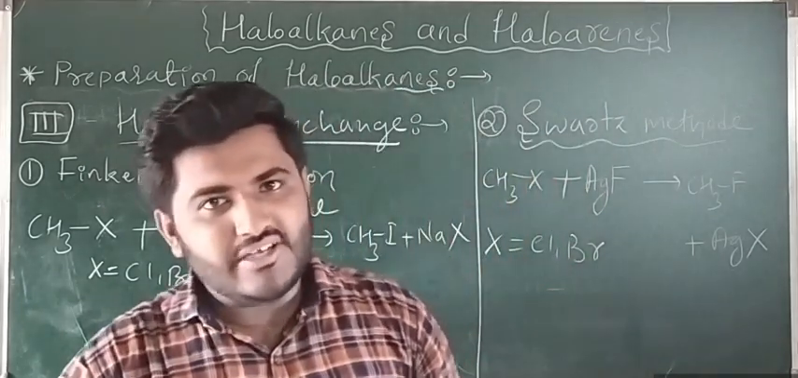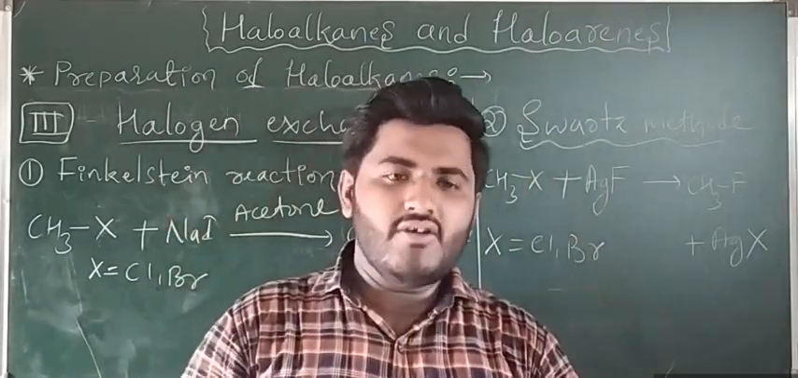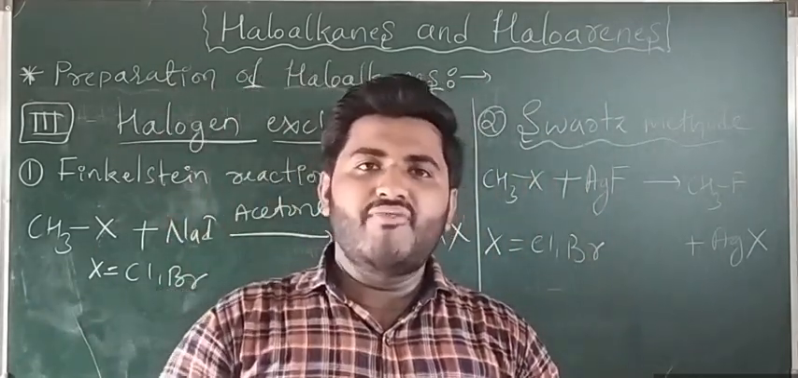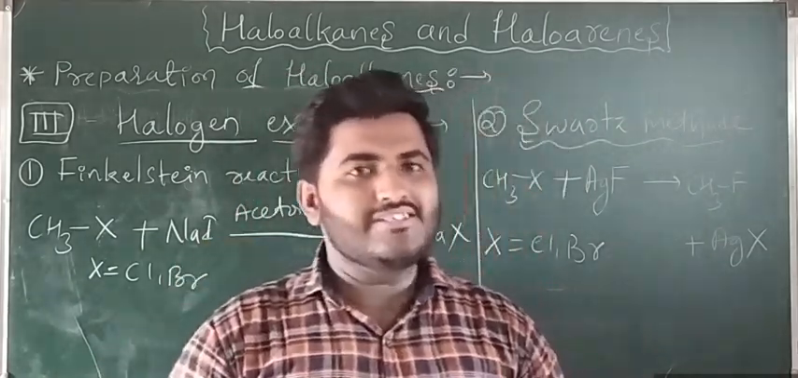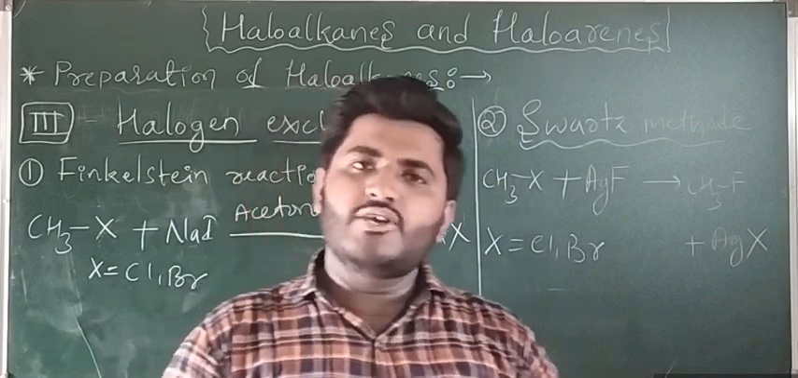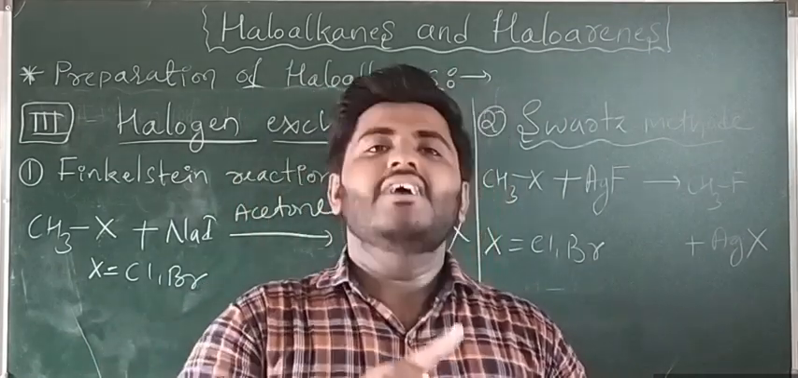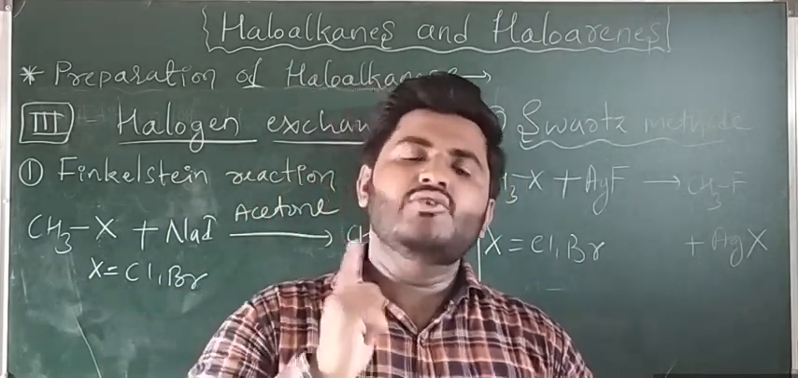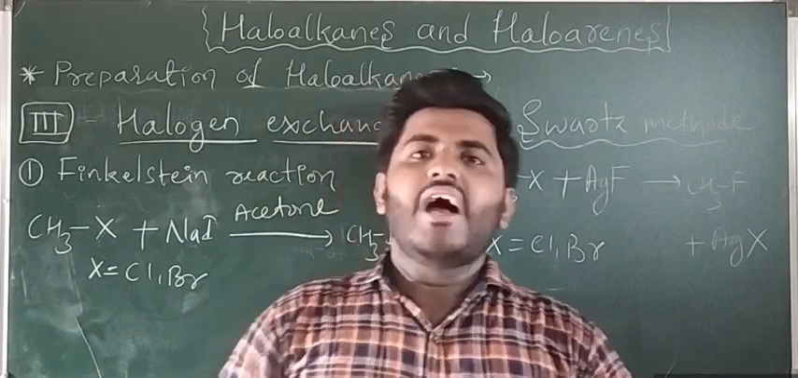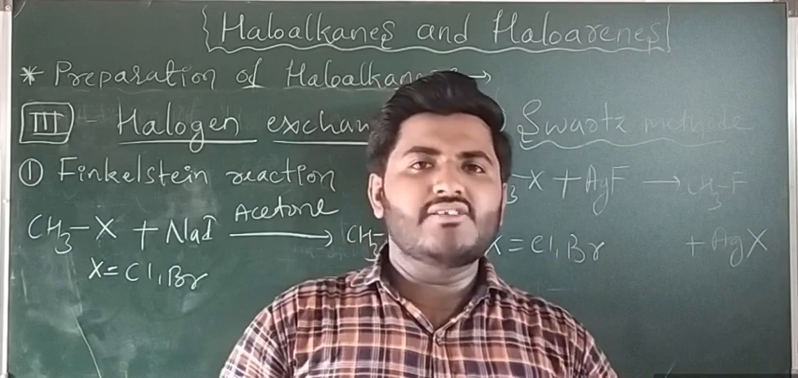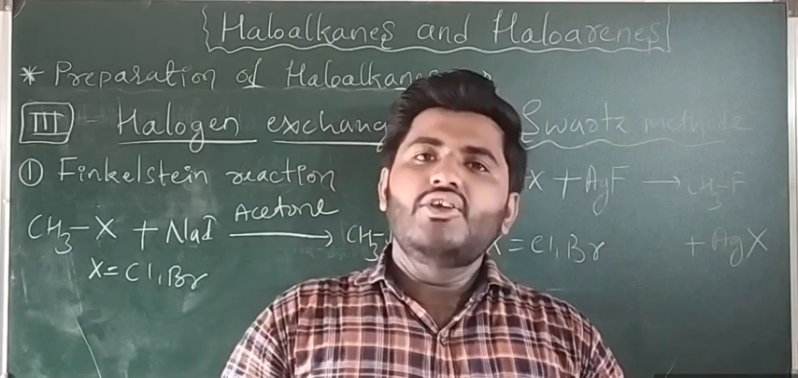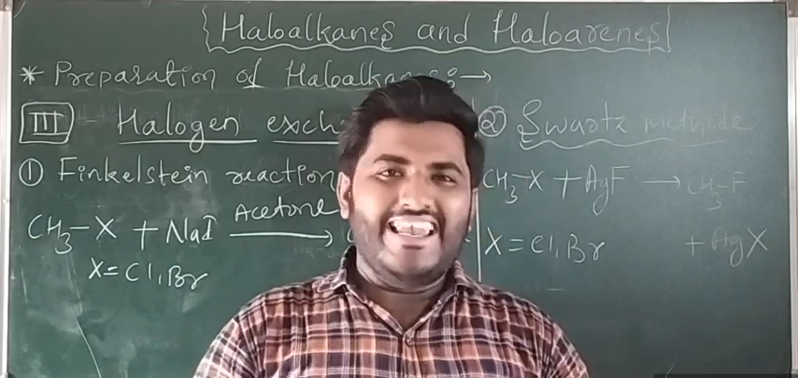So the first method we have studied, let us recall what we have studied now. First we have studied the preparation of haloalkanes from alcohols. The first method is from alcohols. In alcohols, the first one is using halogen acid, using phosphorus halide, using thionyl chloride. Right? After that, the second method from hydrocarbons. In hydrocarbons we have studied using alkane and using alkene.